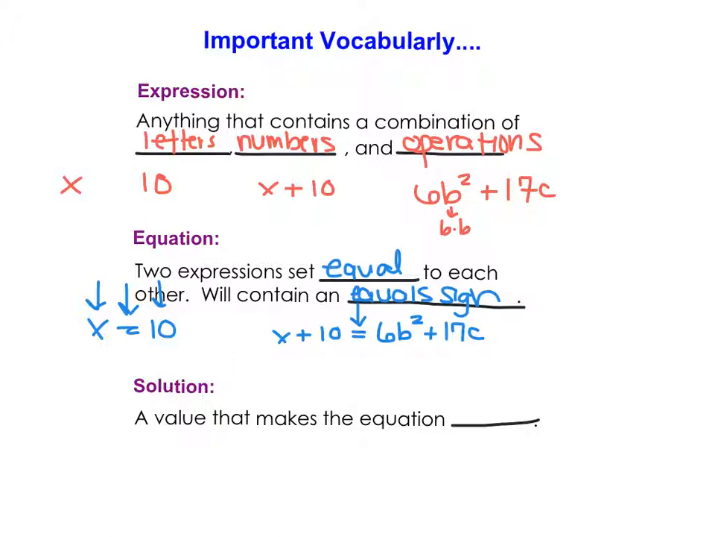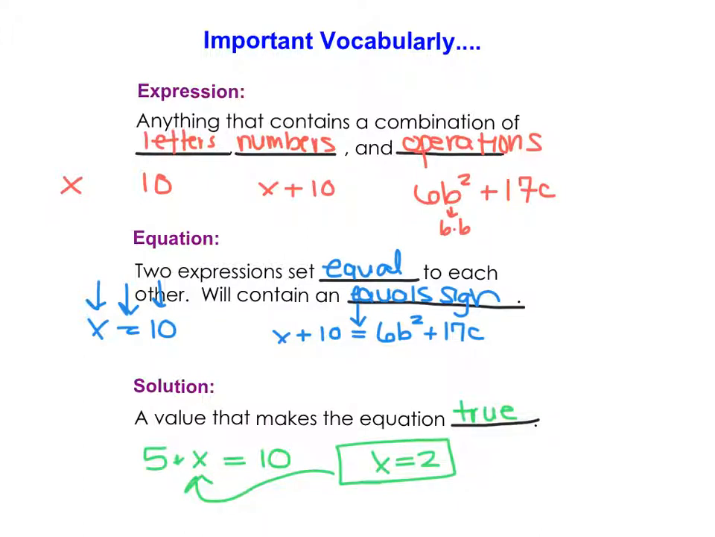And then lastly, a solution, which is what we'll be finding today. We'll be finding solutions to equations. A solution is a value that makes the equation true. So for example, say we have the equation 5 times x equals 10. That's our equation. We have two expressions set equal to each other, and we know that 5 times 2 is 10. So we know that if x was equal to 2, that solution would make the equation true. And that's ultimately what we're going to be finding today as we look at solving different types of equations.